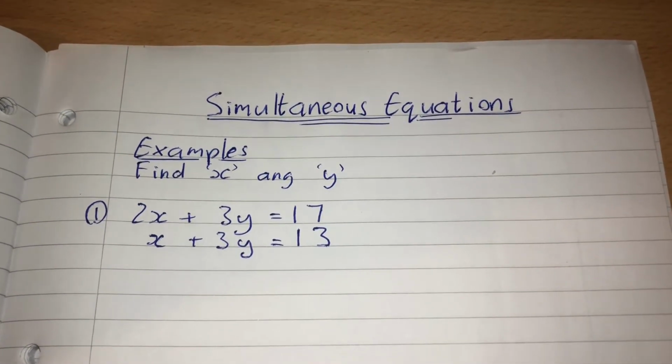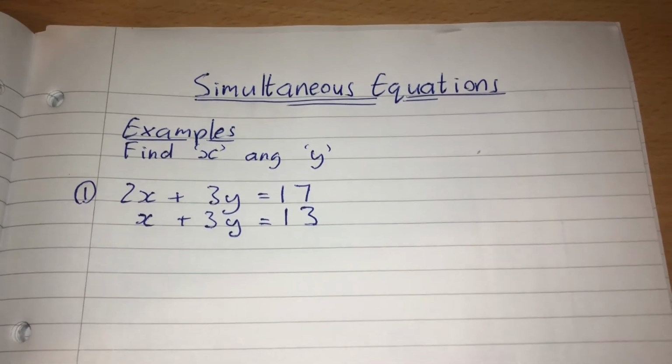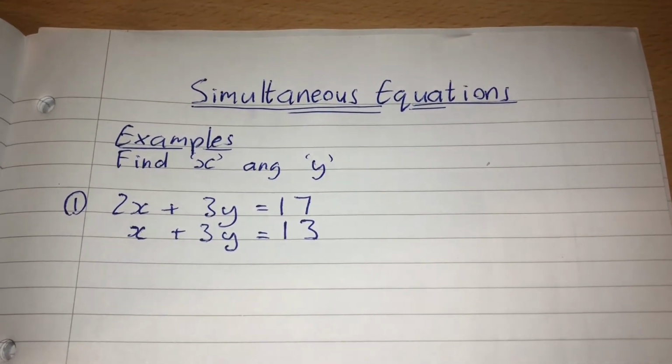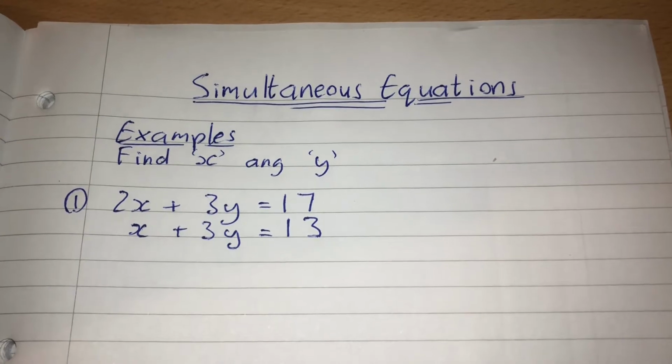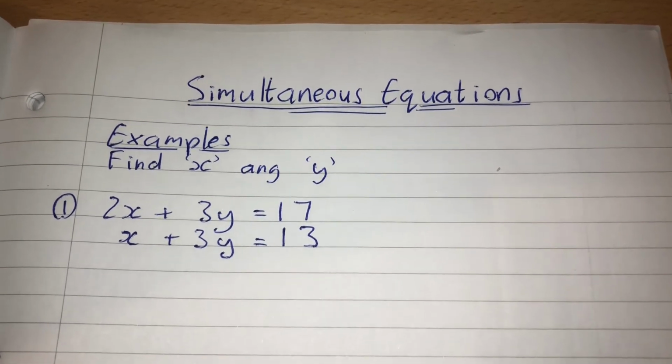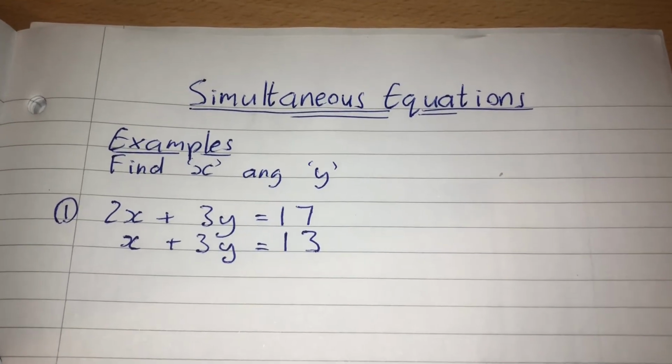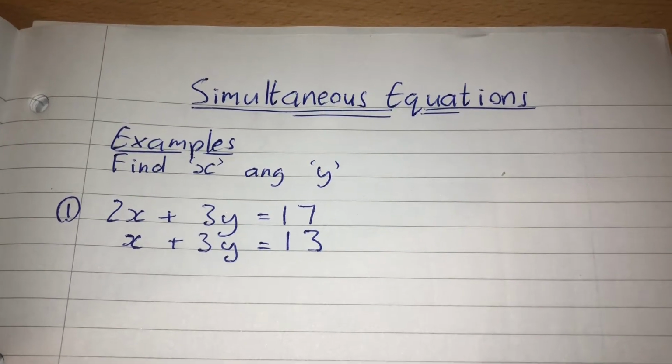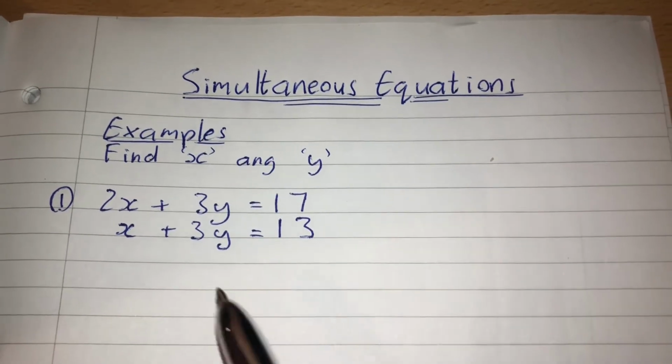So in this lesson we're going to look at simultaneous equations. We're going to look at how we solve simultaneous equations through what's known as elimination. There's several ways of actually dealing with simultaneous equations. In this case we're going to look at solving them through elimination, which means cancelling terms out.